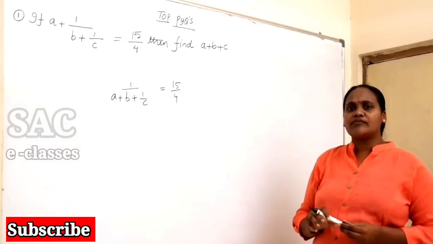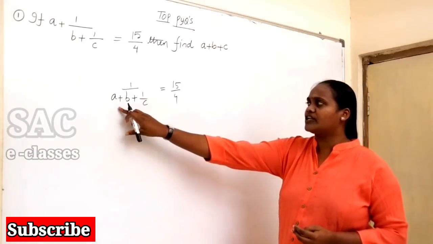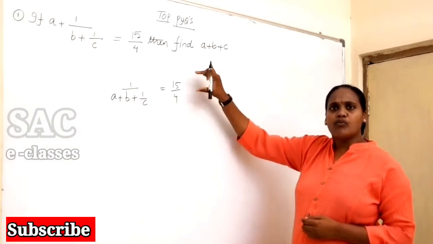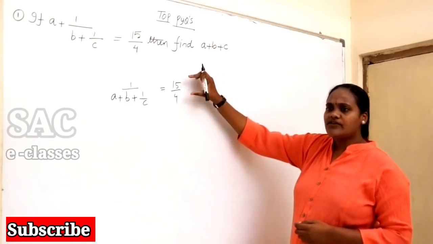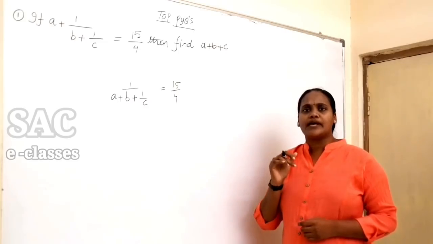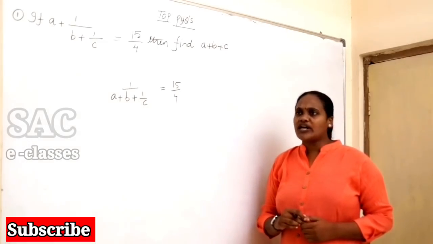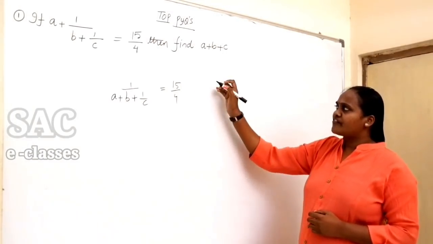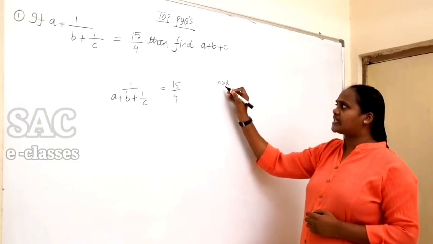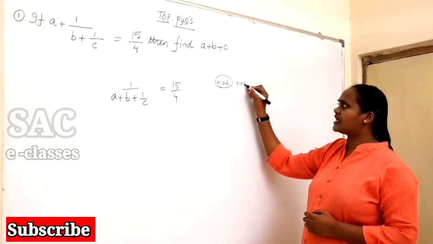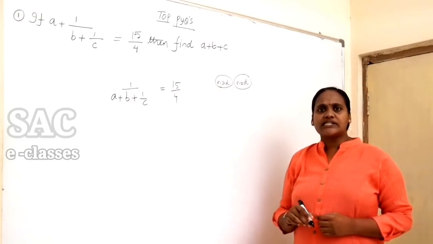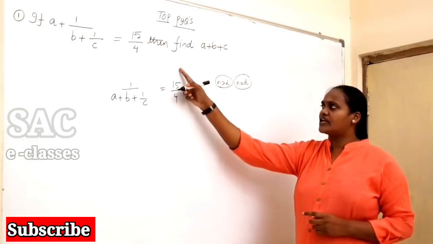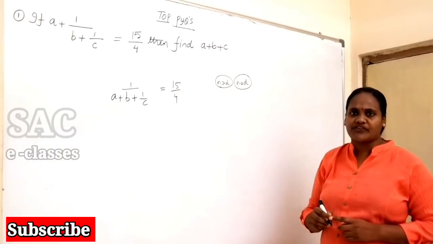One thing you have to learn before learning how to find A, B, C. At first, observe the given fraction. What kind of fraction is the given one? 15 by 4 is an improper fraction. How can we say a fraction is an improper fraction? Usually, a fraction whose numerator is greater than or equal to the denominator is called an improper fraction. Now our given fraction is also an improper fraction.